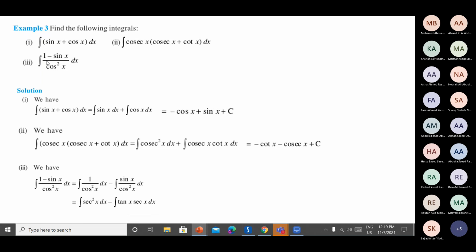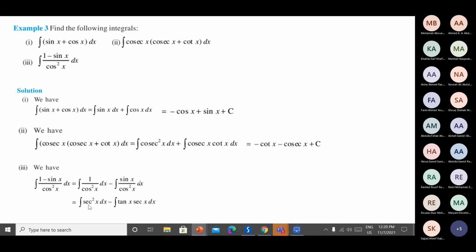As I have done in the previous one, I split this fraction into two fractions because I have a common denominator here, right? So I have 1 over cosine squared and minus sine over cosine squared. I know what is the inverse of cosine squared x. 1 over cosine is sec, so 1 over cosine squared is sec squared x. Sine over cosine squared, I can make this one sine over cosine, which is tan, times 1 over cosine, which is sec, right?